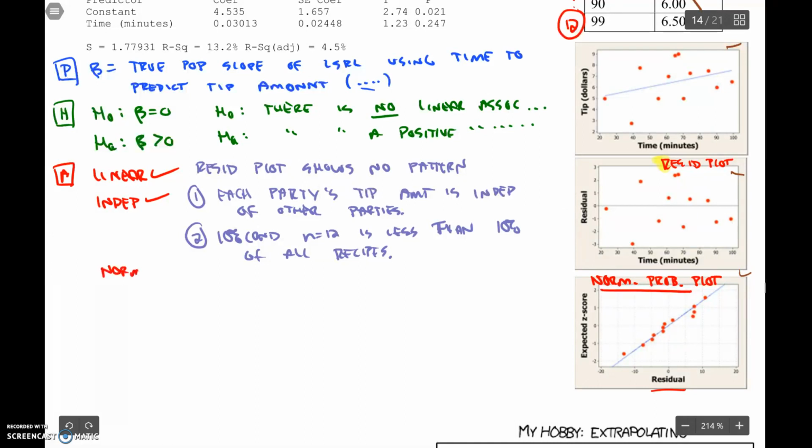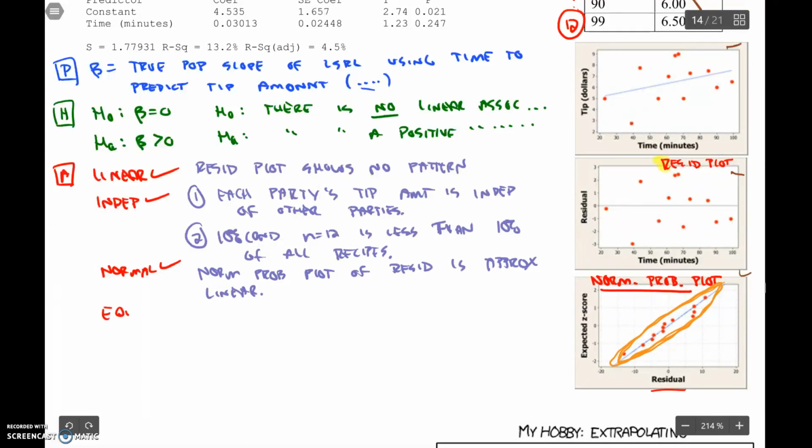Normal. What we're looking for here is whether the residuals are symmetric with no outliers. But they're giving me a normal probability plot instead. In that case, we're wondering if the normal probability plot is linear, and it's approximately linear. So the normal probability plot of residuals is approximately linear. So that condition checks.